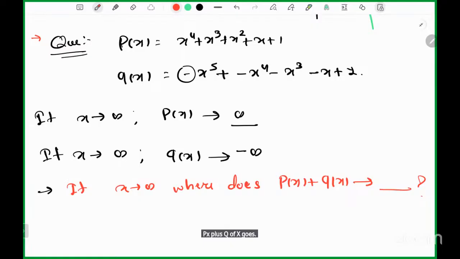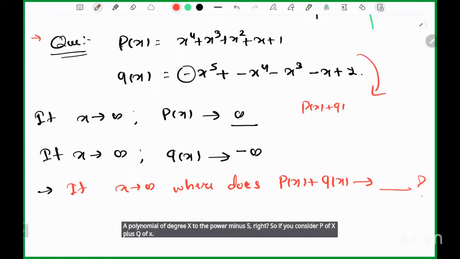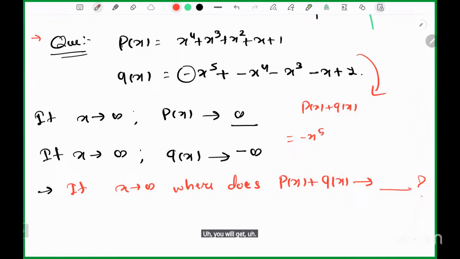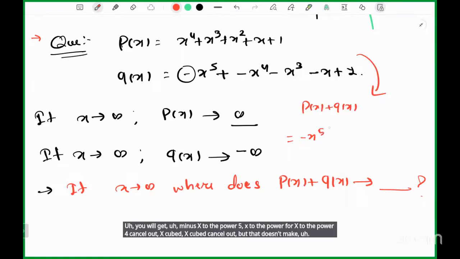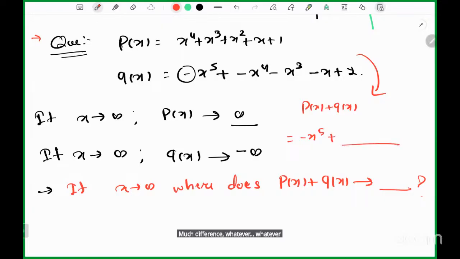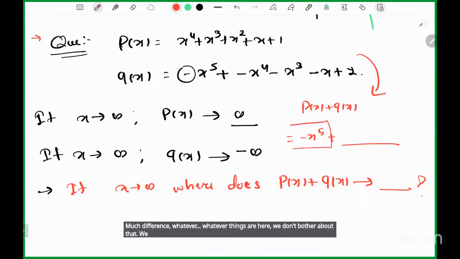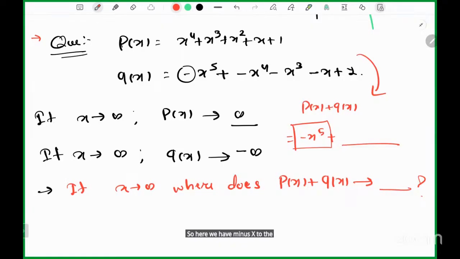Minus infinity, correct? Because p of x plus q of x will be a polynomial of degree 5. If you consider p of x plus q of x, you will get minus x to the power 5; x to the power 4 cancels out, x cube cancels out, but that doesn't make much difference. Whatever things are here, we don't bother about that. We just bother about the largest power of x with the sign. So here we have minus x to the power 5, that is an odd polynomial with negative coefficient. That's why it goes to minus infinity. Okay, so I hope it's clear.